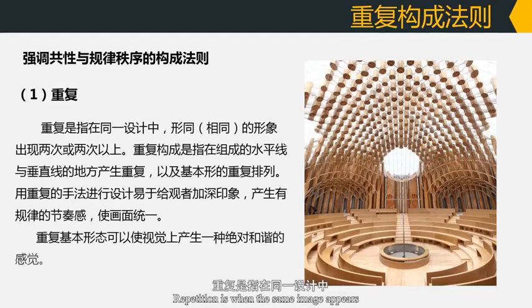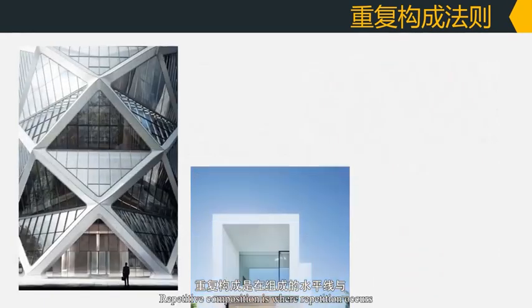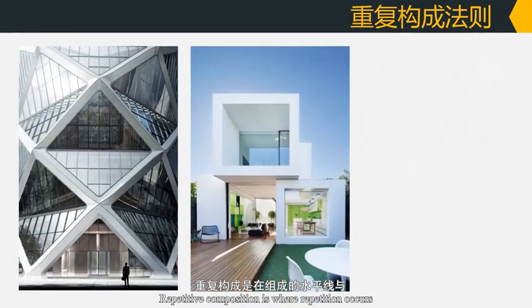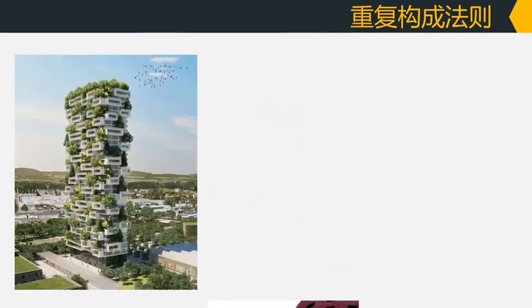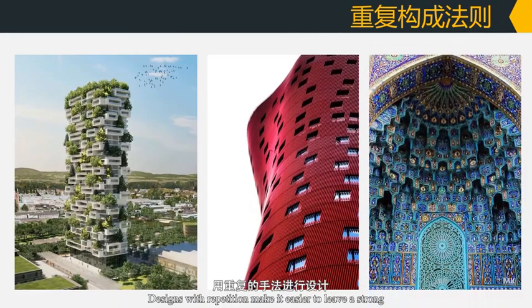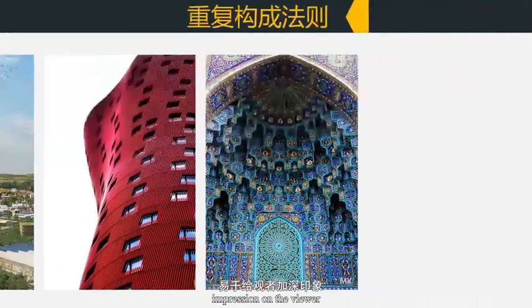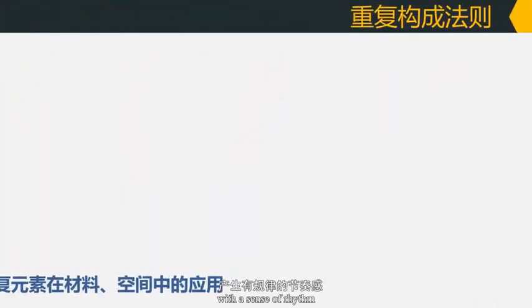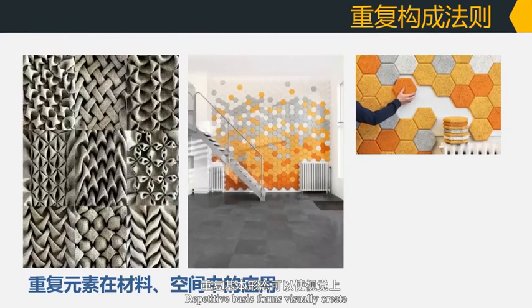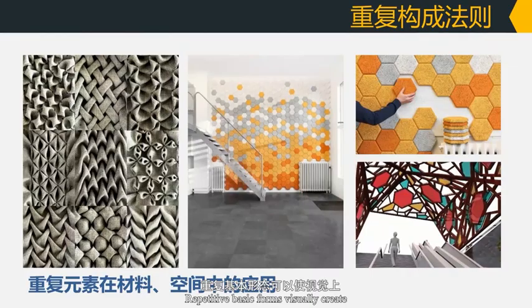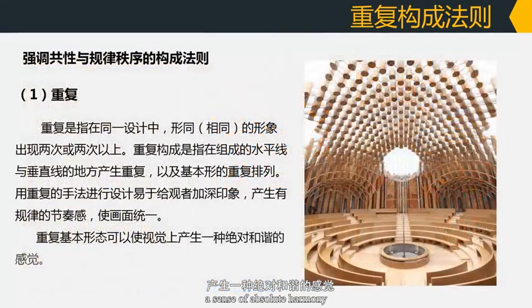Repetition is when the same image appears 2 or more times in the same design. Repetitive composition is where repetition occurs at the intersection of horizontal and vertical lines in composition, or a repetitive arrangement of basic shapes. Designs with repetition make it easier to leave a strong impression on the viewer, with a sense of rhythm and unity on the whole. Repetitive basic forms visually create a sense of absolute harmony.